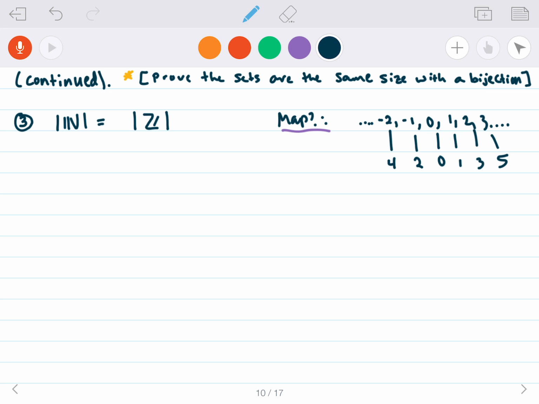Okay, so I want to describe that with a function. I want to go from the integers to the naturals, and there are a few different ways to do this.